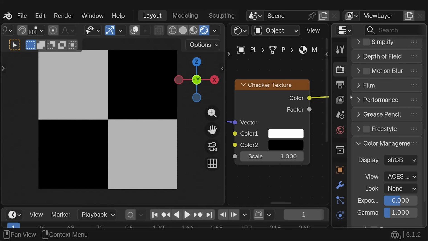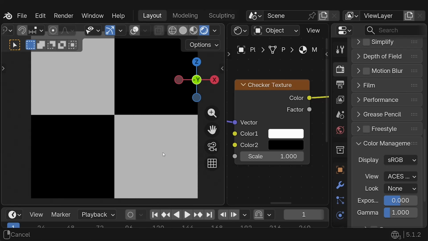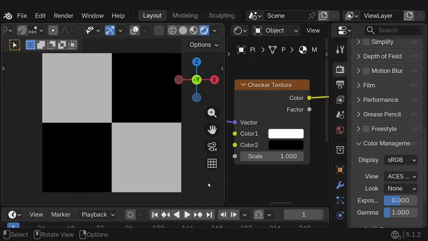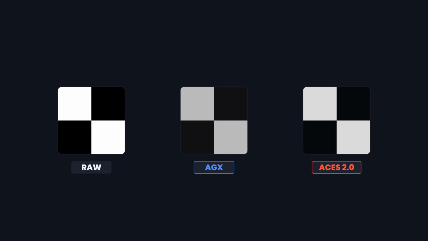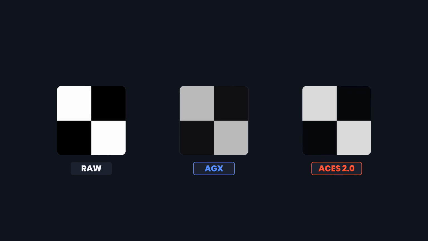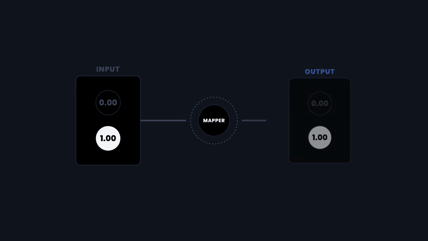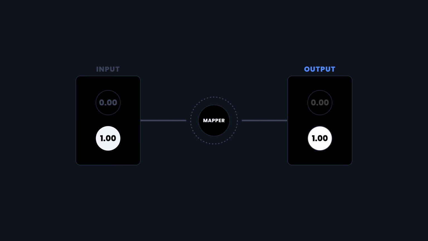ACES 2.0, the system most of film and VFX already runs on, lands somewhere different again, with its own contrast baked in. The black side barely moves through any of this. You really have to look for it, but that's exactly the point. The input never changed. It was still literally 0 and 1, but the values being output look like they are no longer 0 or 1, and are somewhere in between.